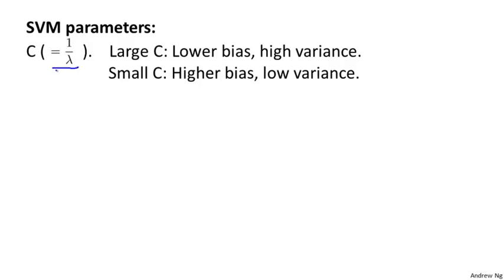So if you have a large value of C, this corresponds to what we had back in logistic regression of a small value of lambda, meaning not using much regularization. And if you do that, you tend to have a hypothesis with lower bias and higher variance. Whereas if you use a smaller value of C, then this corresponds to using logistic regression with a large value of lambda, and that corresponds to a hypothesis with higher bias and lower variance. So a hypothesis with large C has a higher variance and is more prone to overfitting, whereas a hypothesis with small C has a higher bias and is thus more prone to underfitting.